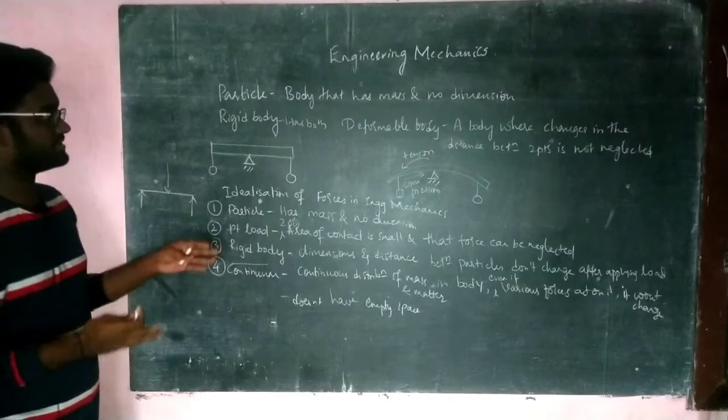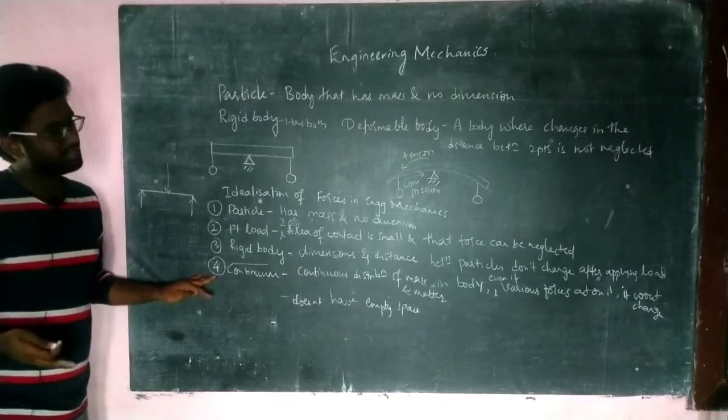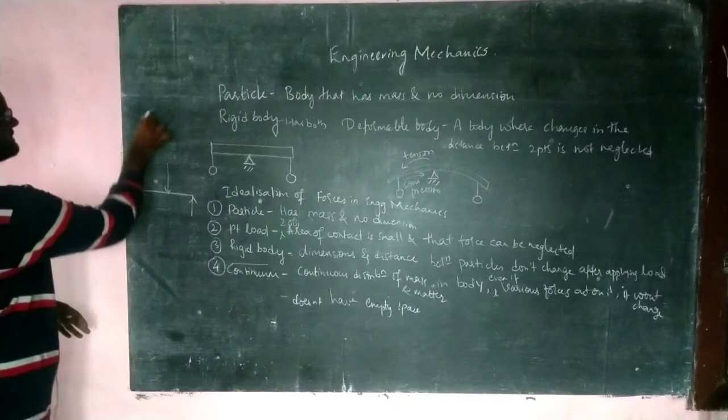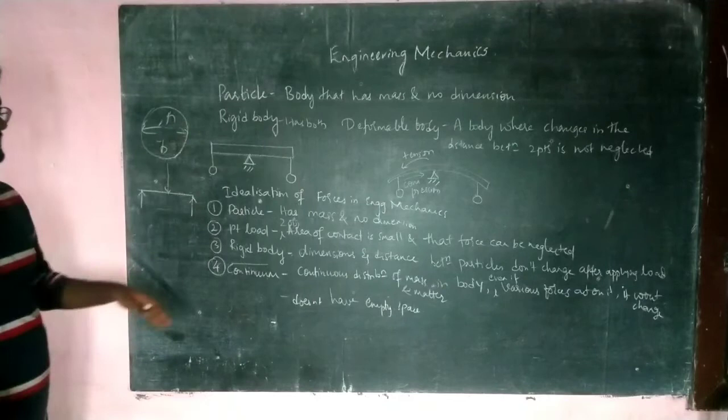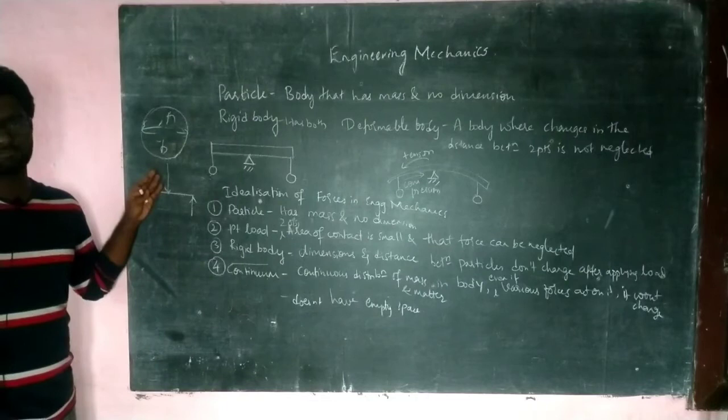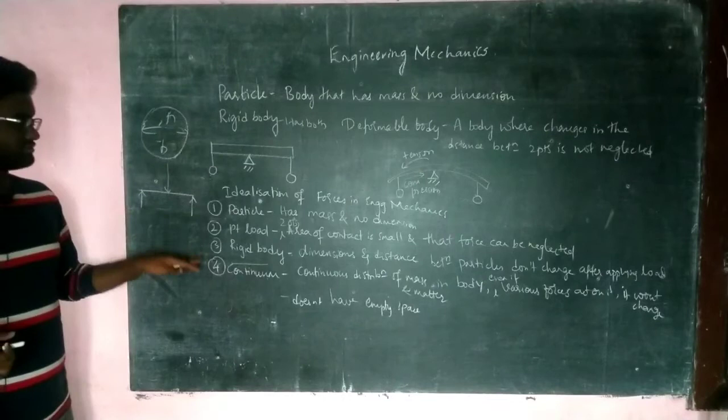What is a continuum? A continuum is nothing but the continuous distribution of mass in the body. Even if various forces are acting on it, it won't change. Say, for example, this is a body and the mass is distributed in all directions. Even if different forces are acting on it, that doesn't affect the mass of the body, is what the continuum states. And it does not have any empty space or voids in it. Voids are nothing but empty space. There is no presence of empty space in the bodies that we consider while solving problems.